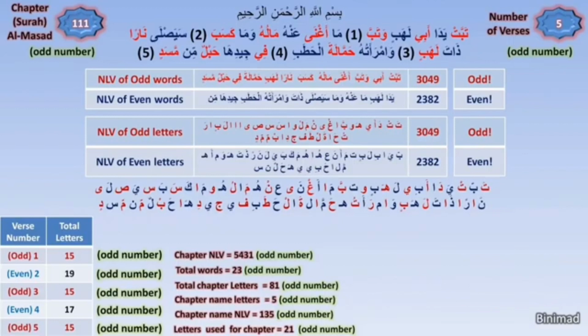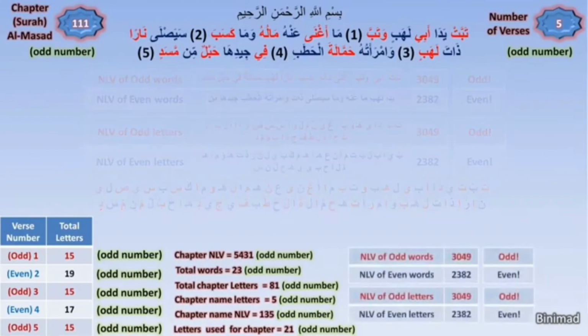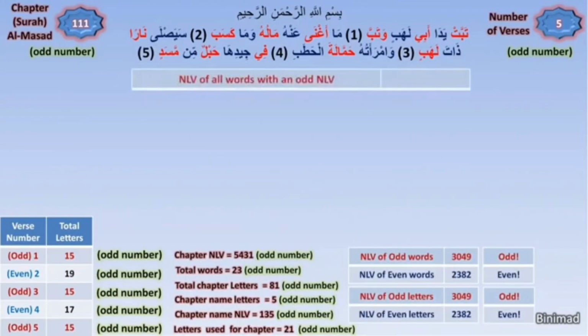Keep these two numbers in mind, 3049 and 2382. Upon a deeper analysis, we find even more stunning findings. When we take all the words that each has a numerical letter value which is an odd number, this gives us yet again a different group, but still based on our odd versus even approach.